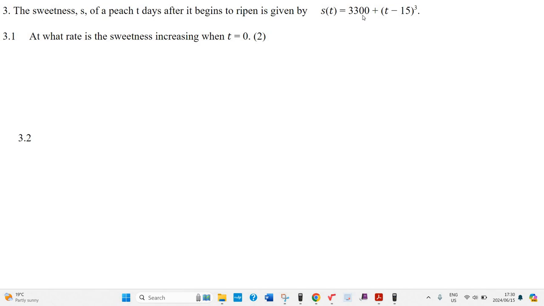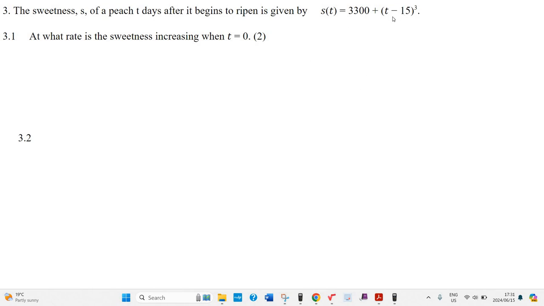Oh, by the way, there's a mistake. I ended up playing with lots of different things with this because in the question it's got a minus here, but it should be a plus. It's got to be a plus to make any sense. So first it says, at what rate is the sweetness increasing when t, the time, is at 0, right in the beginning? At what rate is the sweetness increasing at the beginning of time, t equals 0?